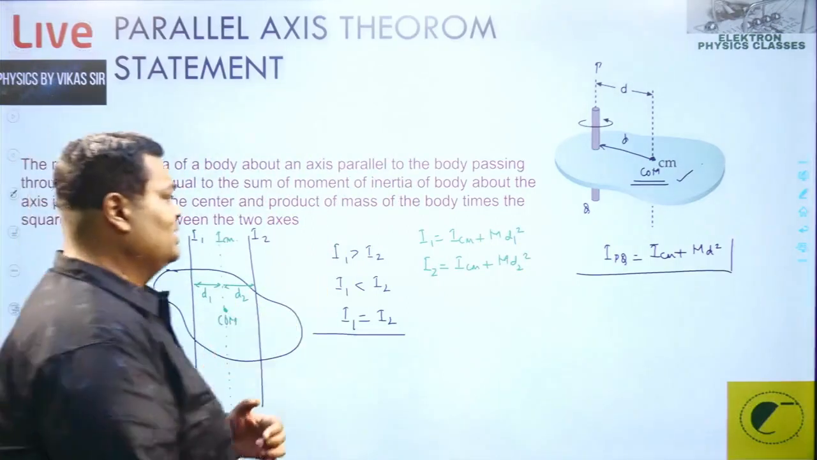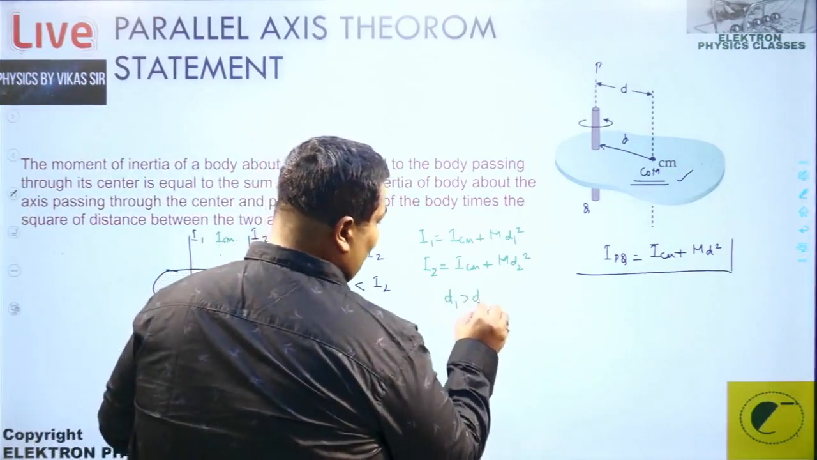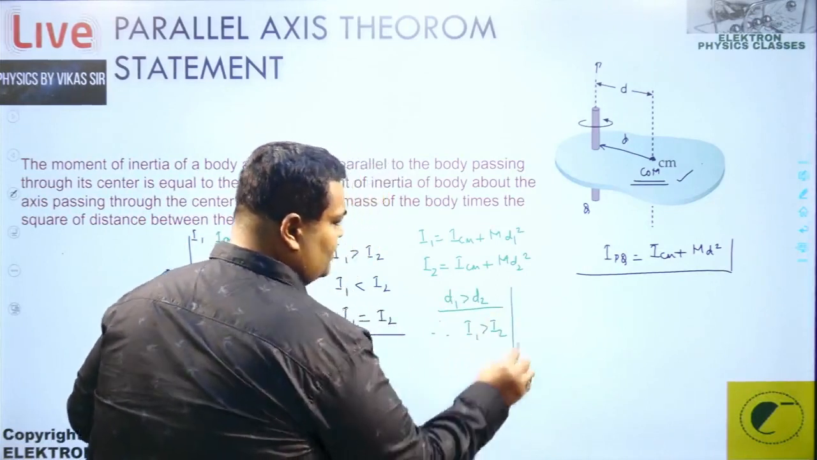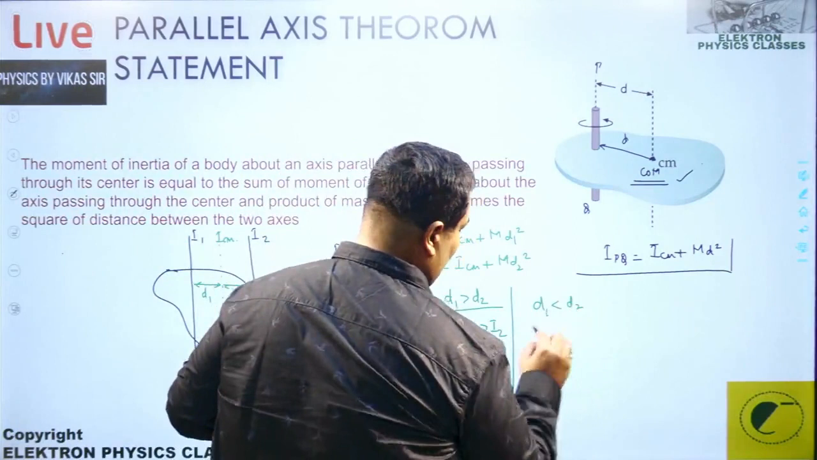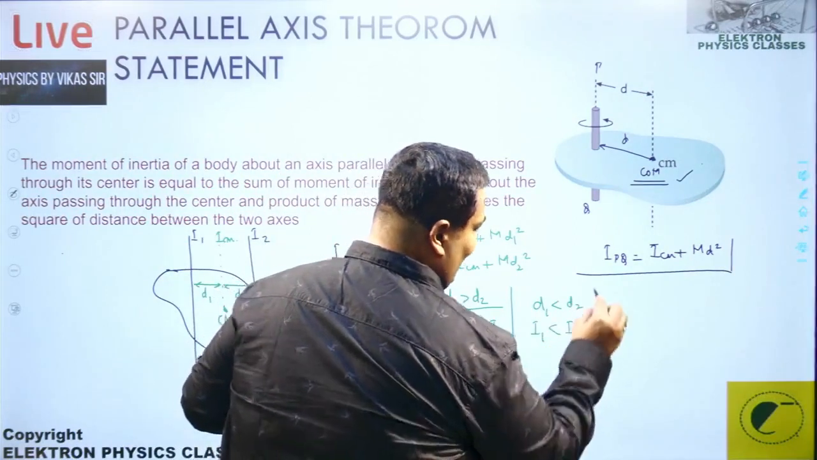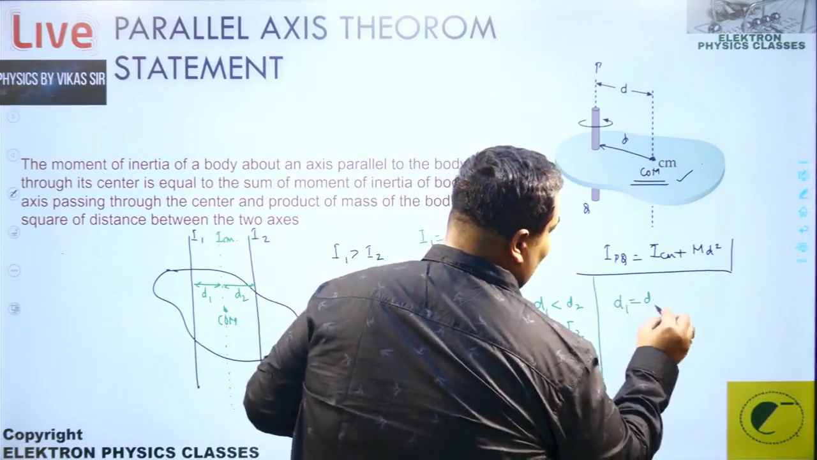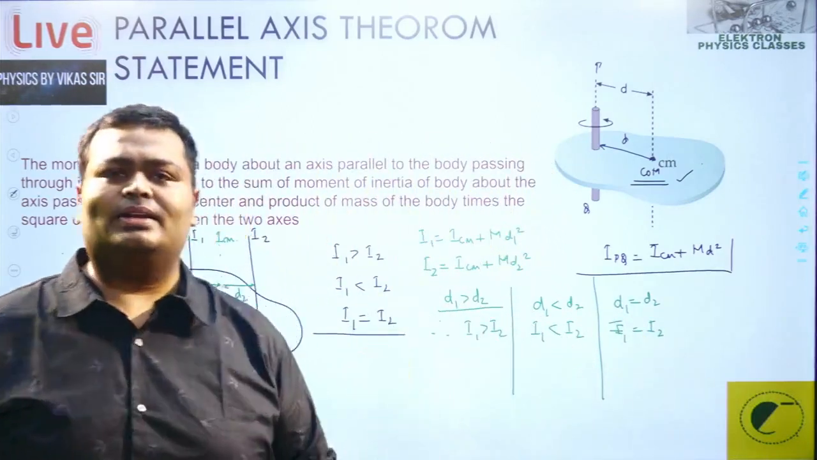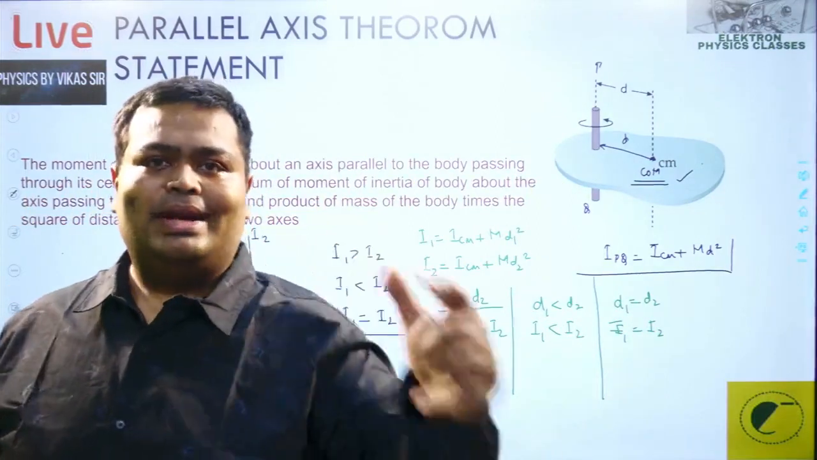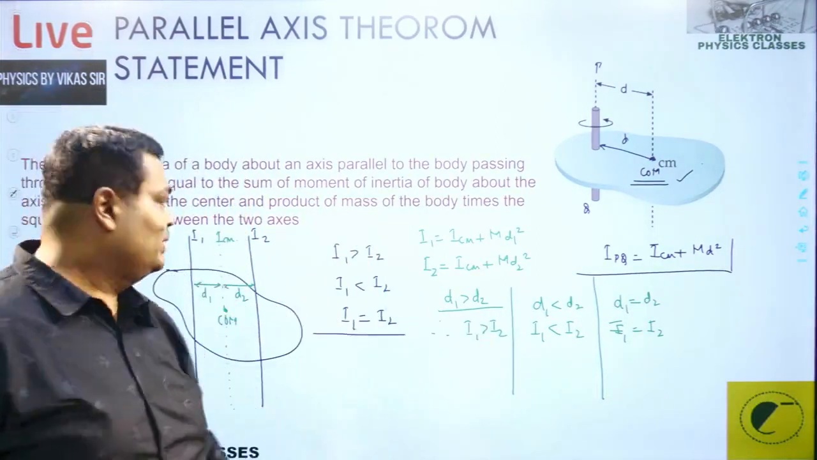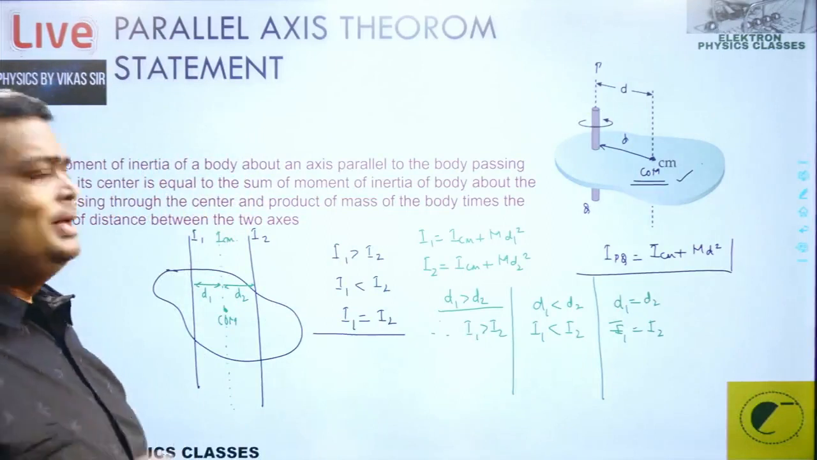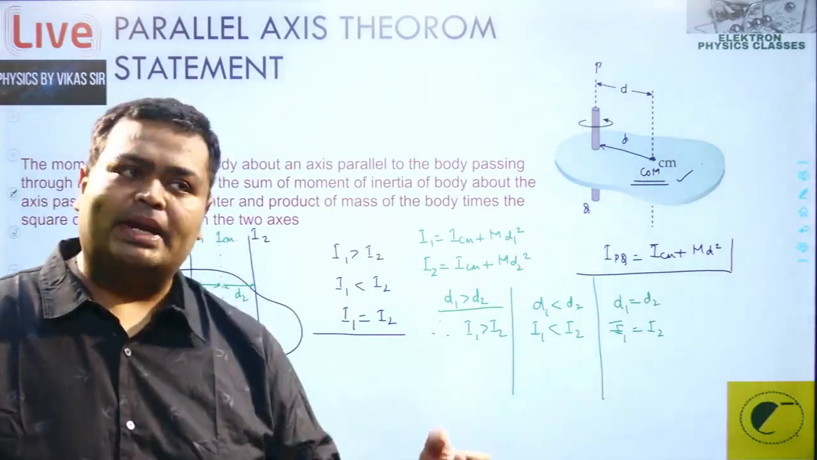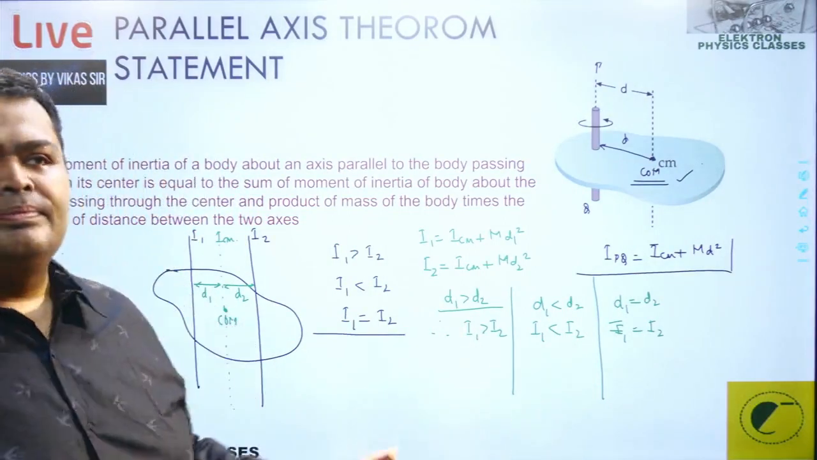So what is the condition? Suppose d1 is more than d2. Therefore I1 becomes more than I2. If d1 is less than d2, then I1 becomes less than I2, and if d1 is equal to d2, then I1 can be equal to I2. So what is the condition? You were not able to check the correctness if you did not check via ICM. Directly they cannot be compared with each other. They have to be compared via the center of mass. It's simple.